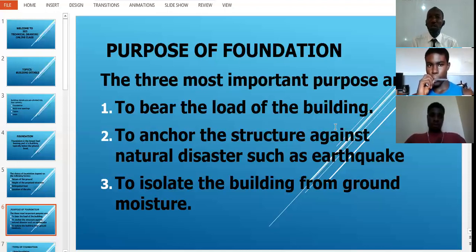So the essence of foundation is to bear load, the load of the building, to anchor the structure against natural disaster, and to isolate the building from ground moisture. Now, all these are important points that you need to know. Questions like this may come up in the exam, most especially objective questions. So we need to become conversant with these points.